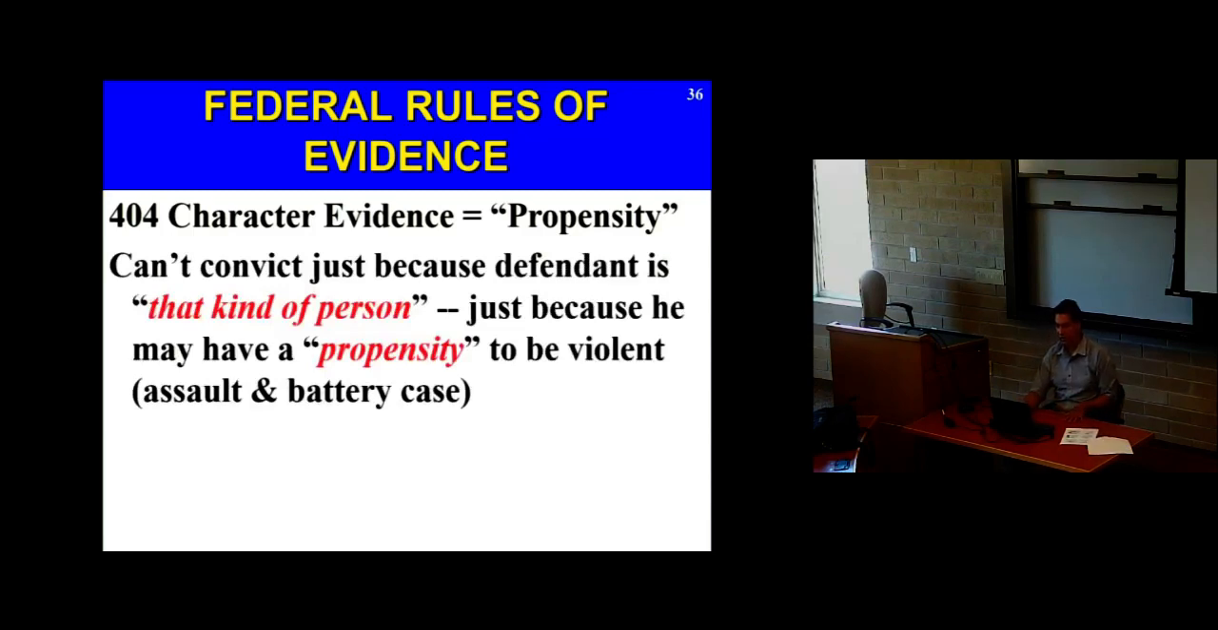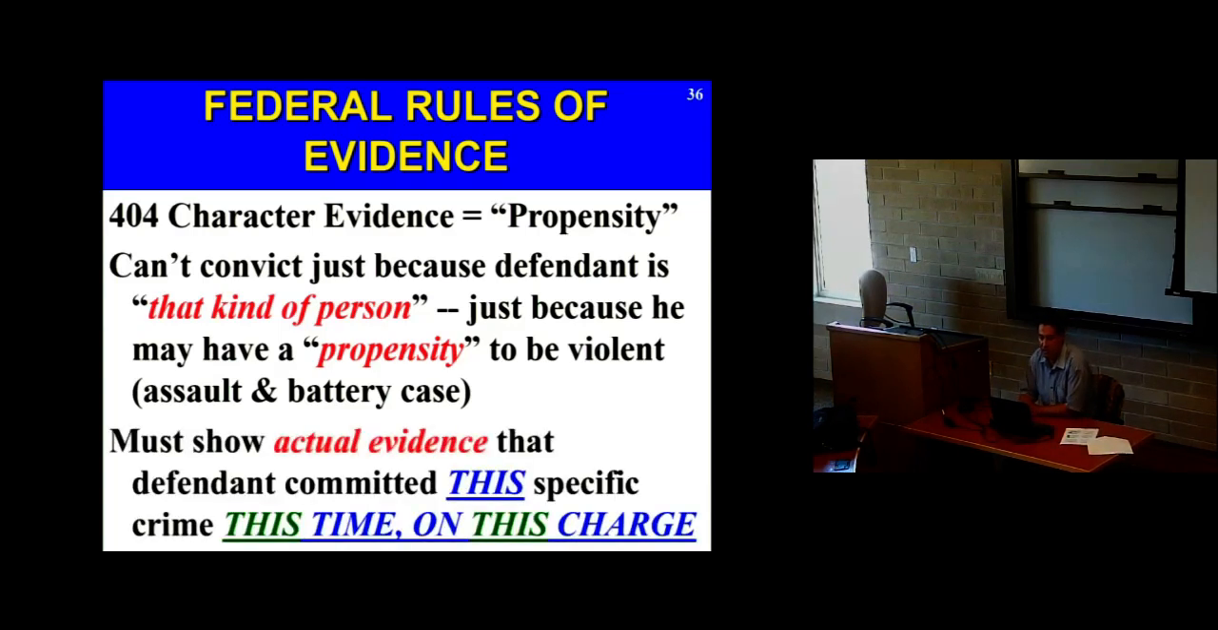So we don't want to convict someone just because they are that kind of person, or just because they have that propensity to, let's say, be violent in an assault or battery case. That is why character evidence, the starting point is that it's not reliable and it's usually inadmissible. There are some big exceptions, and we'll talk about those, but the starting point is this kind of propensity evidence is inadmissible because it's not going to what actually happened. It only goes to what likely would have happened given the type of person that this is.